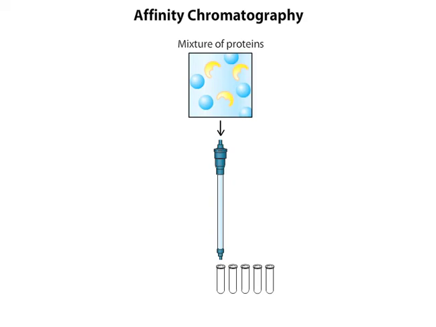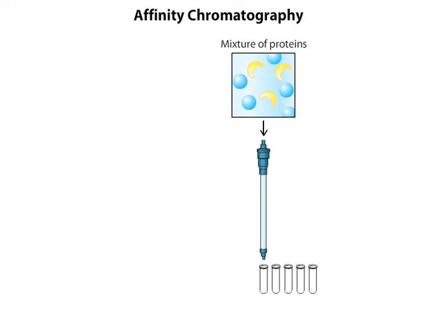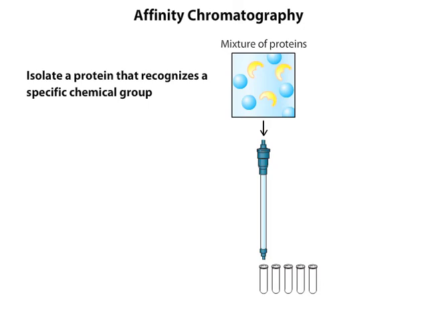Affinity chromatography is a powerful means of purifying proteins. It is highly selective for a protein of interest. This technique allows you to isolate a protein because it has high affinity for a specific chemical group. In this example, the protein mixture contains a plant protein called concanavalin A, which is a carbohydrate binding protein.